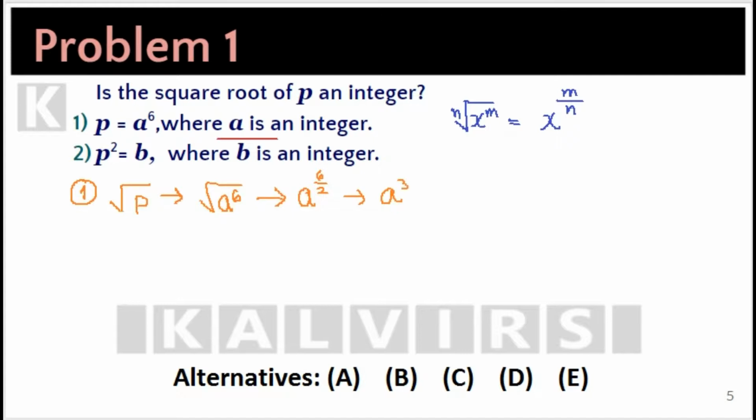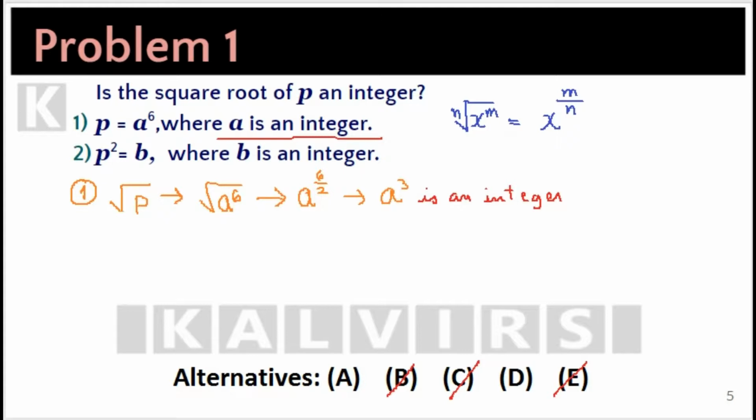Now, since a is an integer, a cubed is an integer as well. Finally, statement 1 alone is sufficient. Choices B, C, and E are eliminated.